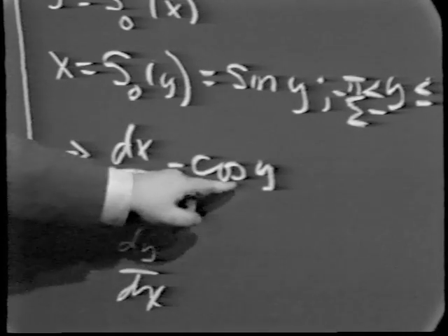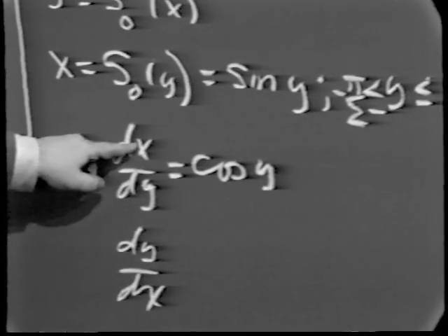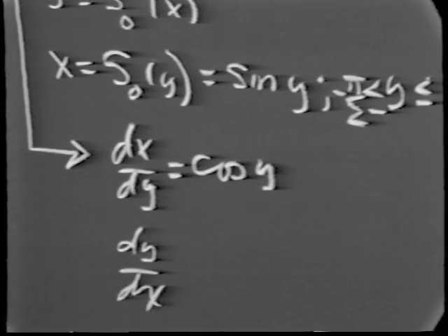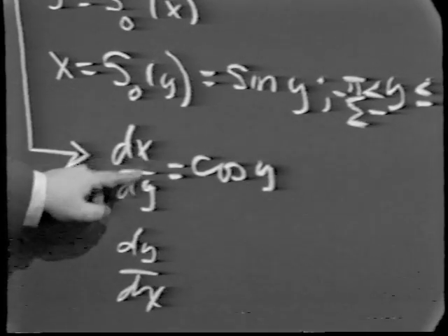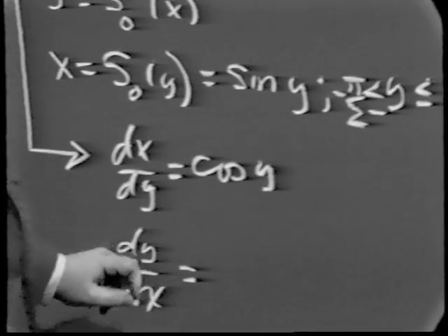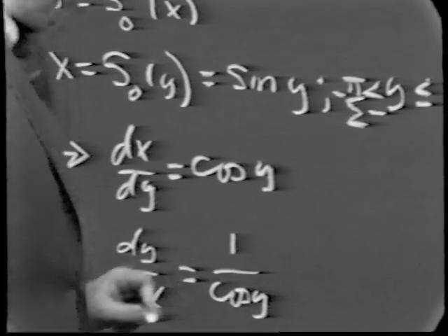But since we're on a one-to-one strip here where the inverse function does exist, notice that the relationship between dx dy and dy dx is that they are reciprocals of one another. That was exactly one of the nice properties of this notation that we've talked about on several occasions before. In other words, dy dx is 1 over cosine y.